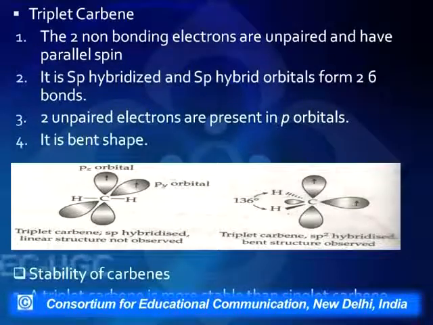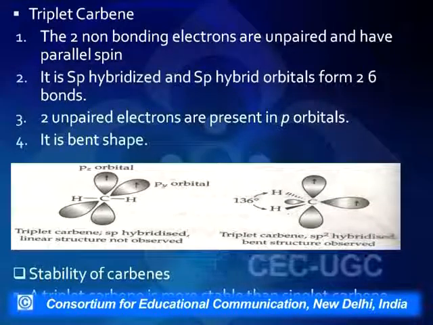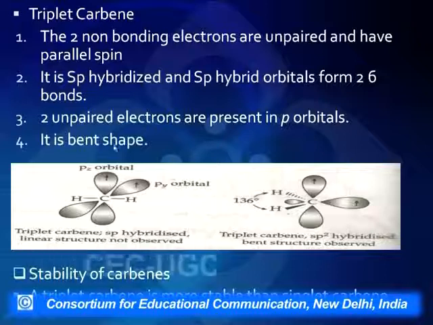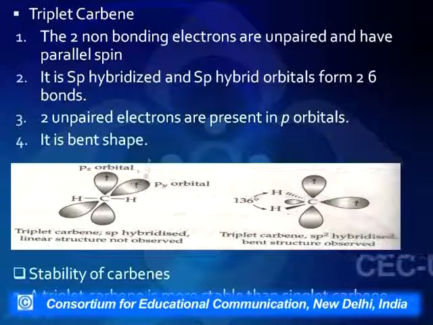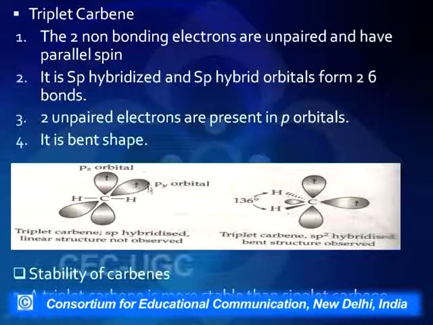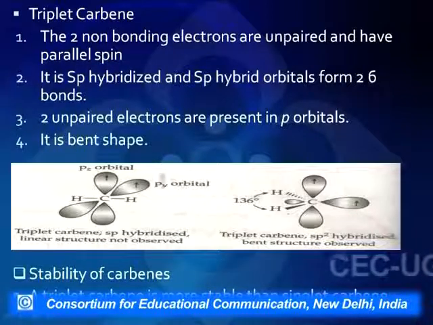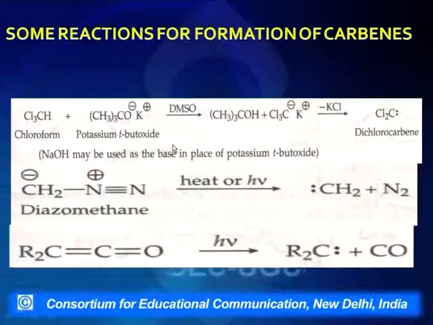Now the second state of carbene that we can have is a triplet carbene. In triplet carbene, the carbon is sp hybridized and the 2 unpaired electrons, which have parallel spins, are present in p orbitals. So here the multiplicity is 3 and this is more stable. So, if we talk of stability of carbenes, a triplet carbene is more stable than a singlet carbene.